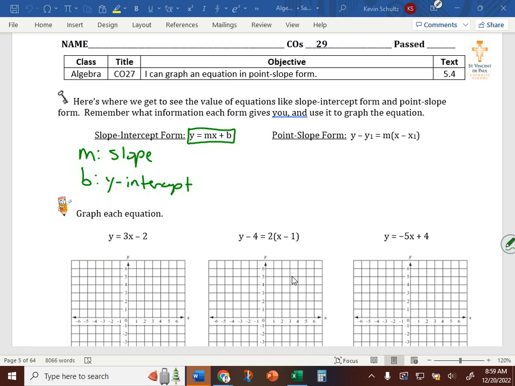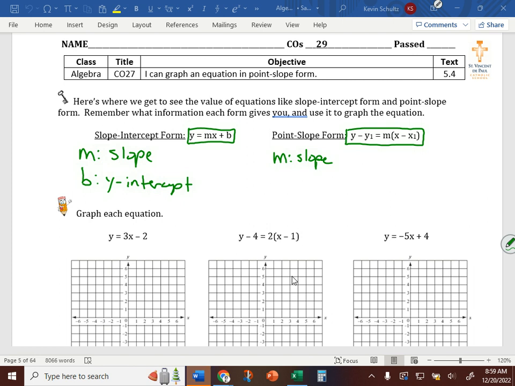Okay, and you can graph an equation in slope-intercept form by knowing the y-intercept and by knowing the slope, right? Because you begin with the y-intercept, it's a point on the line, and you use the slope to find the second point. Point-slope form, which looks very different from slope-intercept form, still has some of the same components in it, right? Still has the m, it still gives us slope.